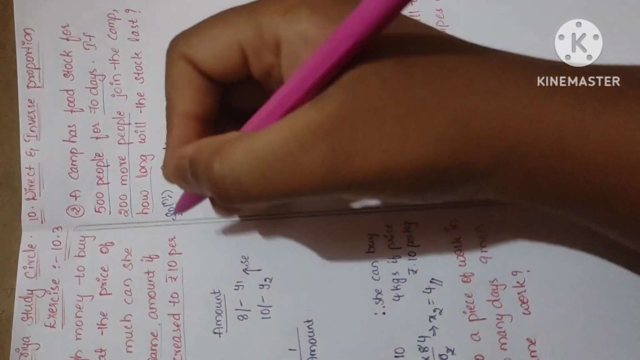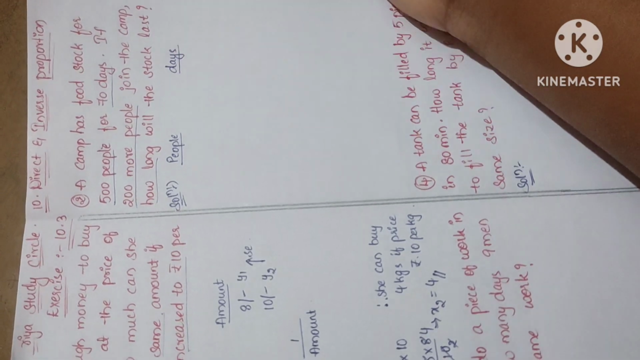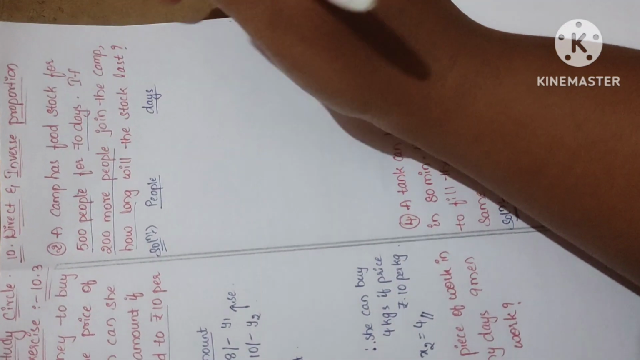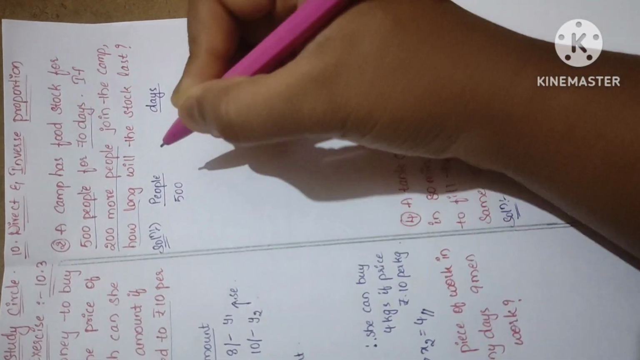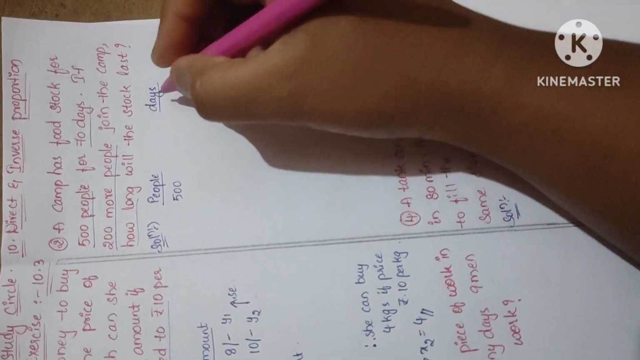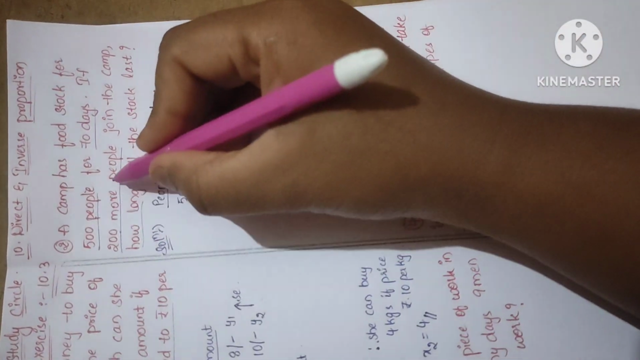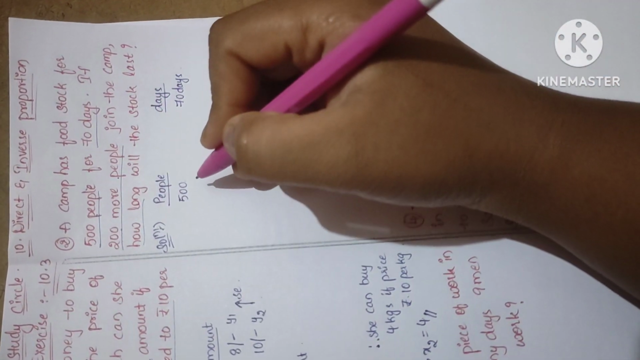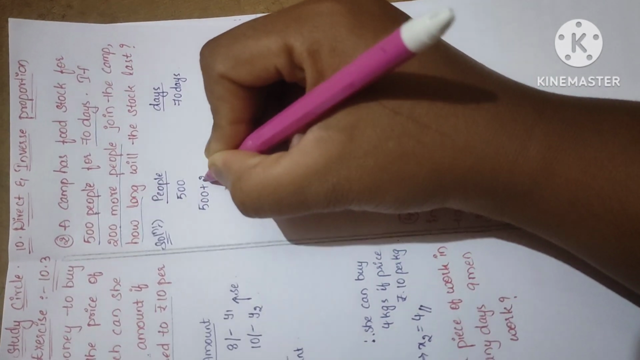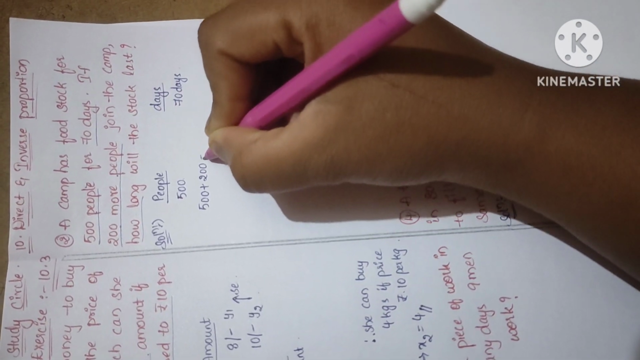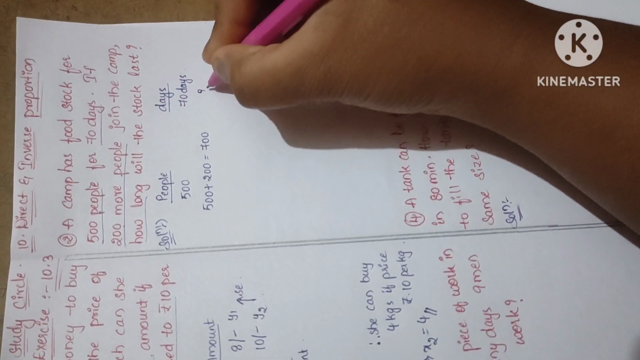Here the given quantities are people and days. First we have to write those two quantities. For 500 people, how many days does the food stock last? 70 days. Let's write here: people 500, days 70. Next, 200 more people join the camp. So we have to add the 200 more to the original people. That means 500 plus 200, which gives 700 people. So for the 700 people, how many days will the food stock last? That we have to find out.